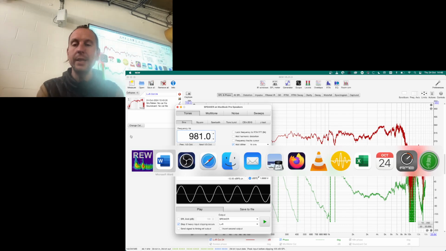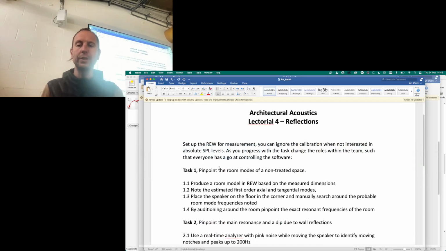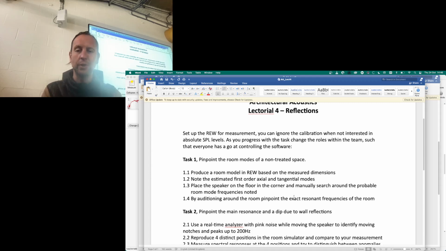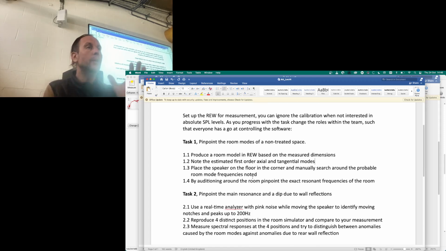Okay, so that's the idea, that you actually go through the steps of getting a room model, then note the first order modes, 6 of those. Then, in order to assess the room characteristic, in order to pinpoint these modes, I suggest you put the speaker in the very corner on the floor in the room. Because in this fashion, you are sure to drive the room as much as possible.